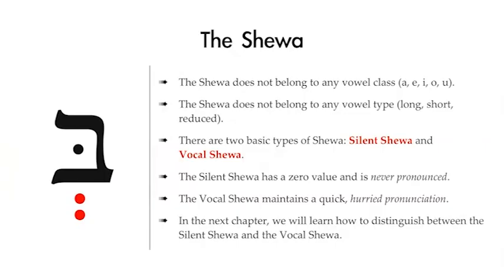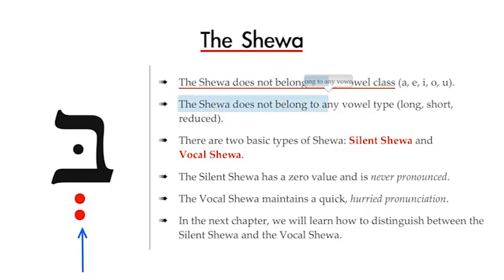Now that we've covered the basic vowel symbols and vowel letters, there are a couple of other points of spelling that we need to talk about. The first is the shewa. The shewa appears as two vertical dots underneath the consonant. The shewa does not belong to any vowel class. The shewa does not belong to any vowel type.